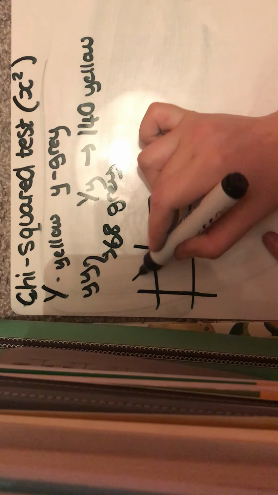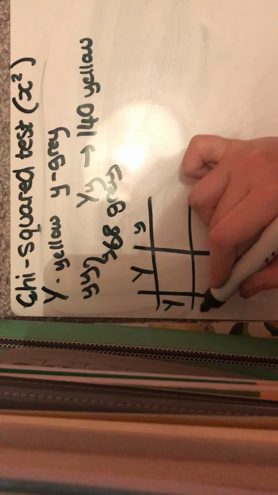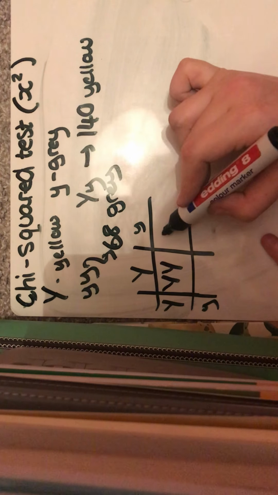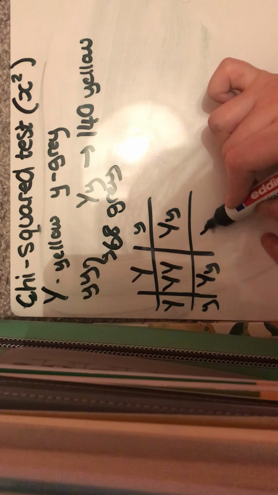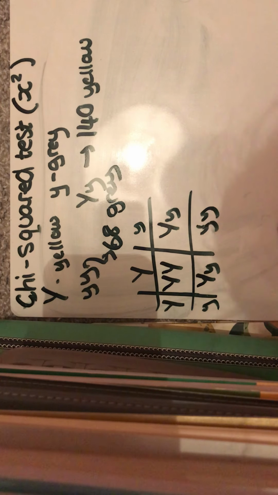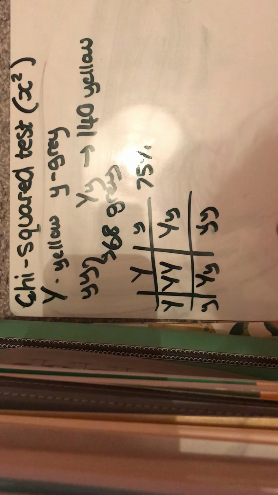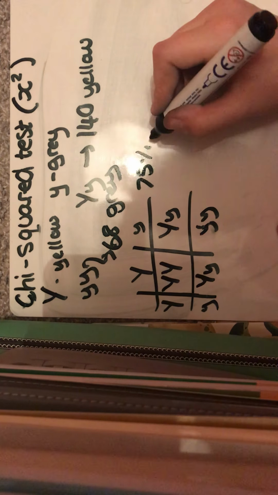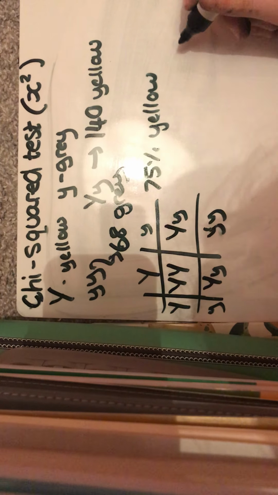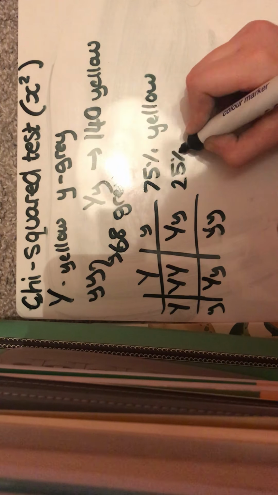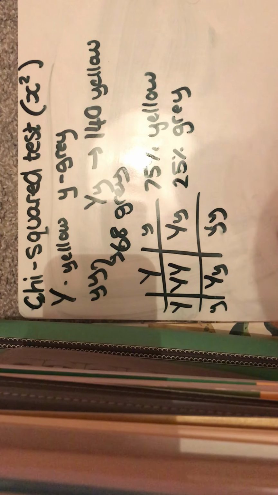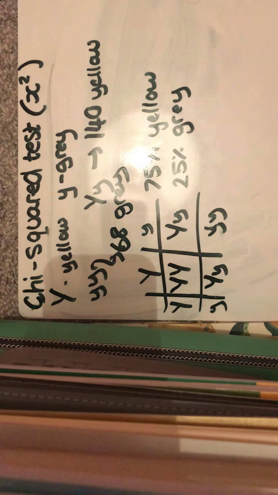We know that capital Y, lowercase y, crossed with capital Y, lowercase y. So we would expect 75% of the offspring to be yellow, and we'd expect 25% of them to be grey. So the expected ratio should be 3 to 1.